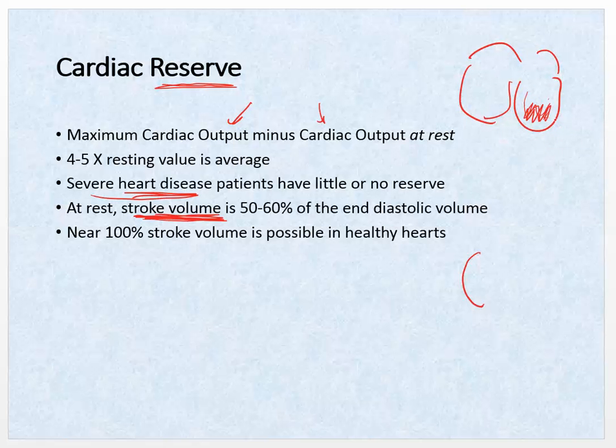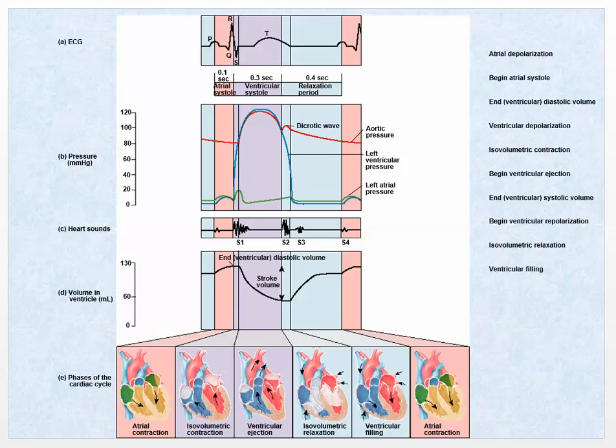So all you have to do is increase the heart rate and extract all that, because that stroke volume can be 100%. You can squeeze all of that blood out if you absolutely have to. Okay, so this is the diagram. This is in your book. And this puts everything that we've been talking about together, and then some.